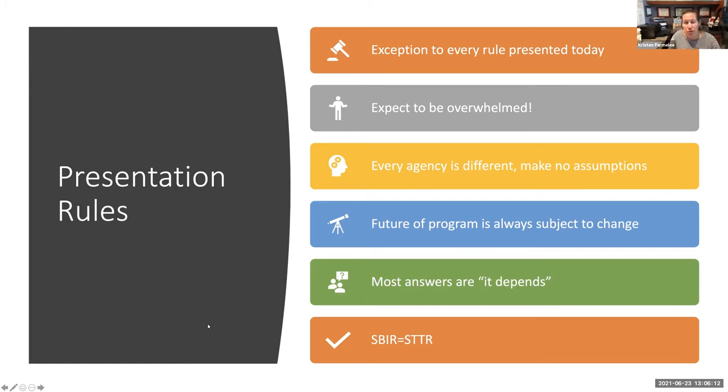You may be frustrated when you ask questions because most of the time my answer will be, it depends. Lots of answers here are circumstantial and depend on a number of factors. So I'll do my best to answer based on your situation, but most of the time it's going to be, it depends. Finally, when I say SBIR, I also mean STTR. Sometimes it's just easier to say SBIR. STTR is the smaller sister program, and as you'll see, not all agencies have STTR, but when it applies, I also mean STTR.